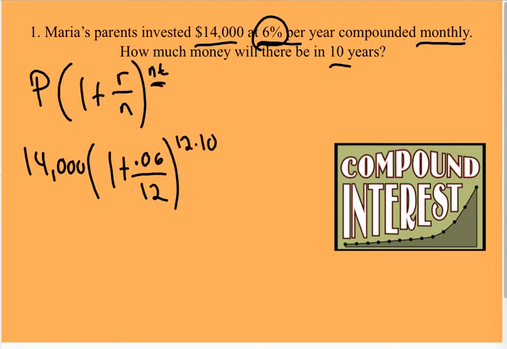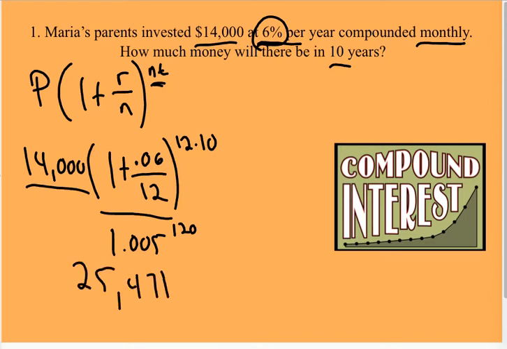So now we've got to work inside out. Put this together first: 0.06 divided by 12 plus 1. So this is 1.005 raised to the 120th, because that's what 12 times 10 is, times this initial amount, $14,000. So after all that, you get $25,471.60. So there is your winner right there.